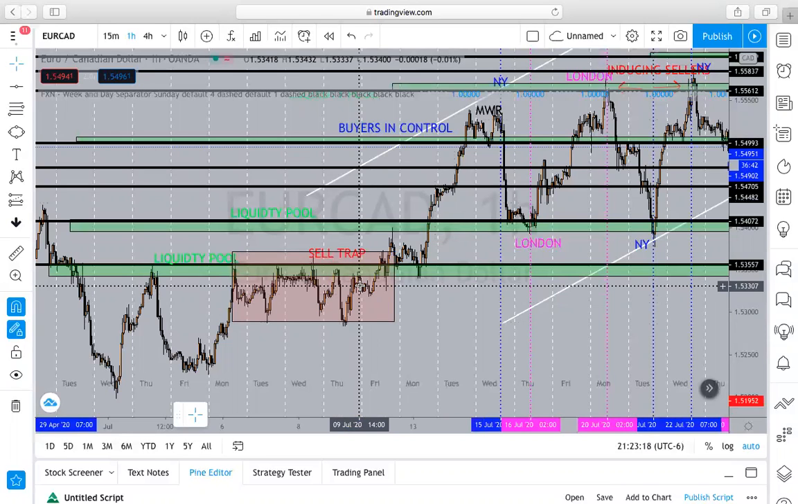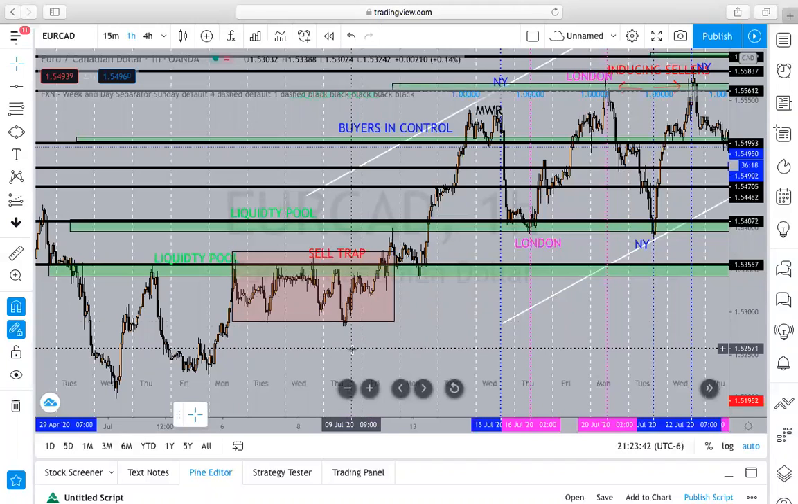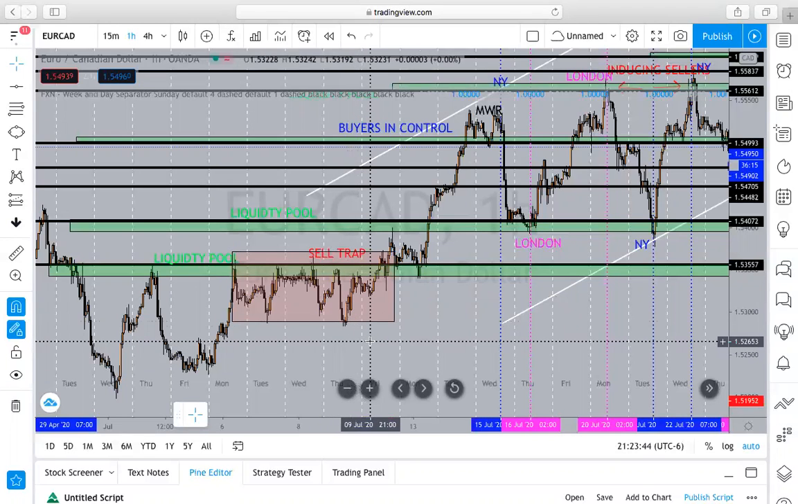We will go over manipulation, cycle structure, and understanding more about the market maker strategy on manipulation, on inducing the retail traders. I would say not only the retail traders, but inducing buyers and the sellers at both times throughout the trend.